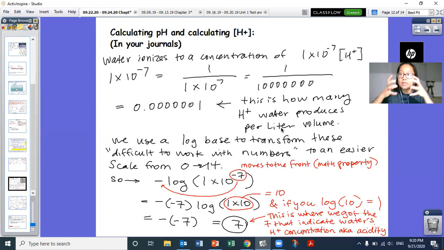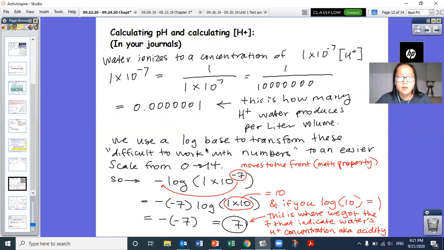So if you have a liter container of water that you were, for example, drinking, like my water bottle right here, which is a liter, that means inside of this liter there is 0.0000001 moles of hydrogen ions. At that concentration, it doesn't really affect us because it's neutral and it's a really, really low concentration.